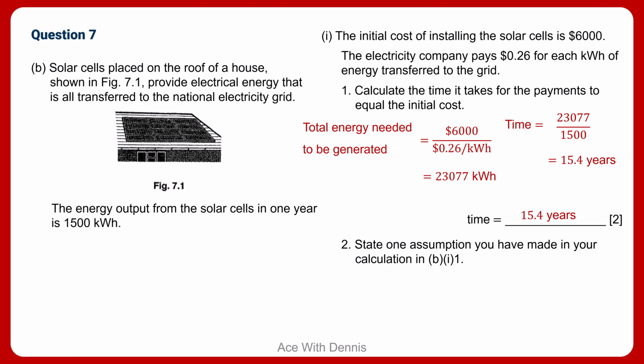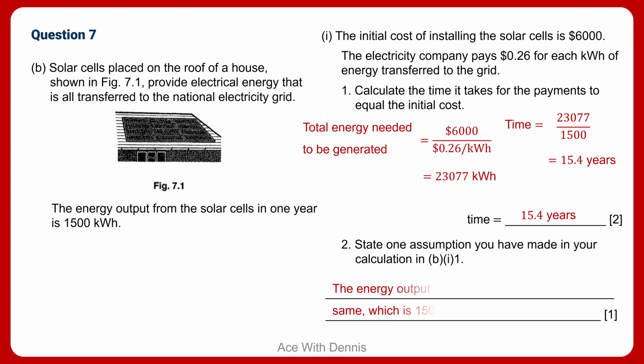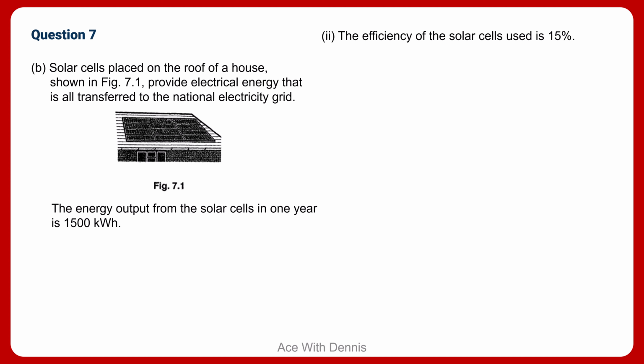2. State one assumption you have made in your calculation in B, part 1, number 1. 1 mark. Okay, our calculation assumption is the energy output from the solar cells is always the same, which is 1,500 kilowatt hour per year. Part 2. The efficiency of the solar cells used is 15%.